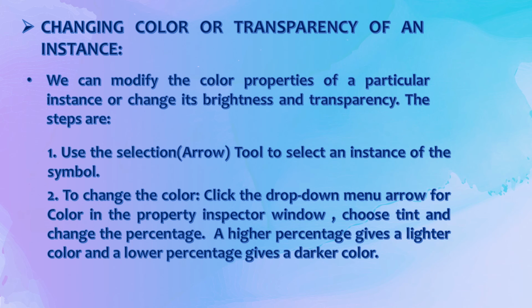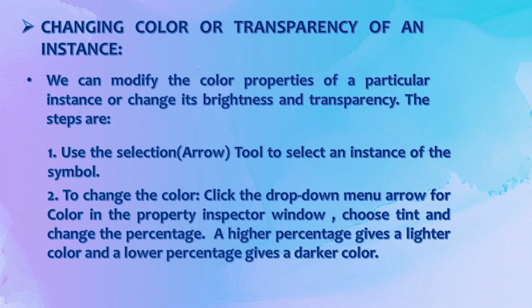Changing the color or transparency of an instance. In class 6, you learned how to convert a drawing into a symbol and store it in a folder which is called the library. You know that an instance is an occurrence of a symbol. Each time you insert a symbol in a movie, you create an instance of that symbol. We can modify the color properties of a particular instance or change its brightness or transparency.